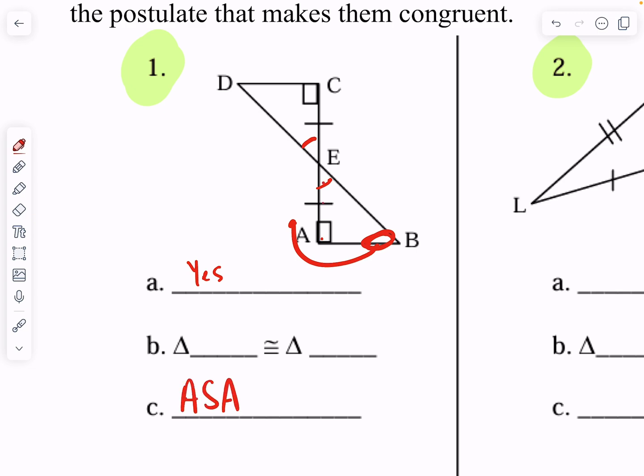So that would be here. And then putting our triangle congruence, let's say it's BAE, that would be congruent to DCE, excuse me. And that's not the only answer. You can do that triangle multiple ways. It's just the way that I wrote it.